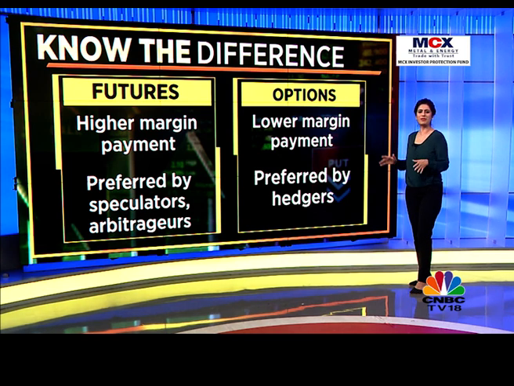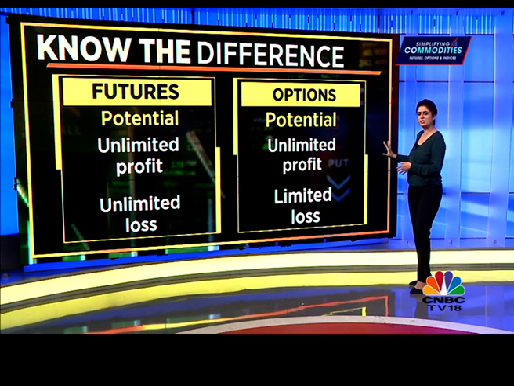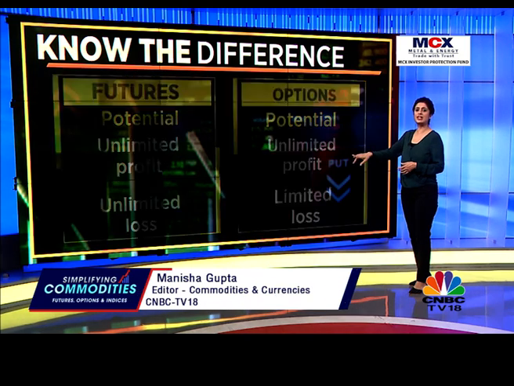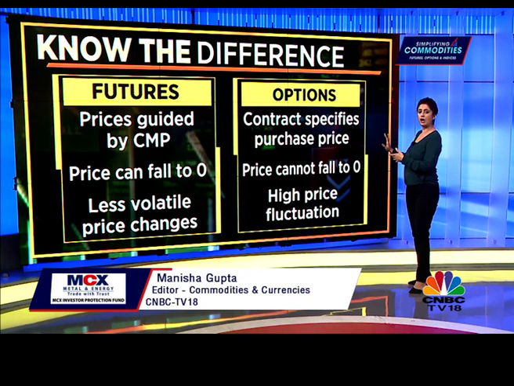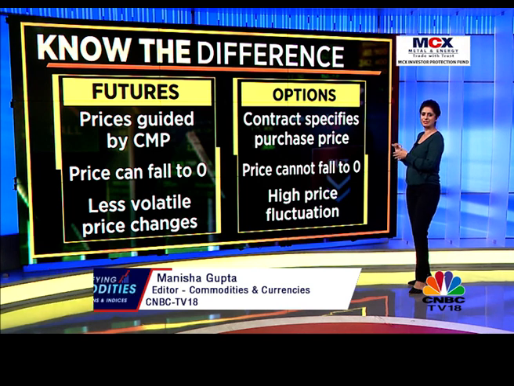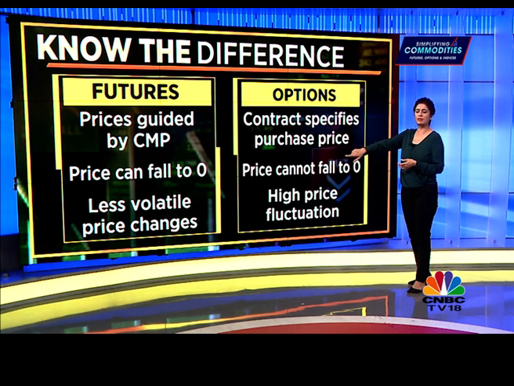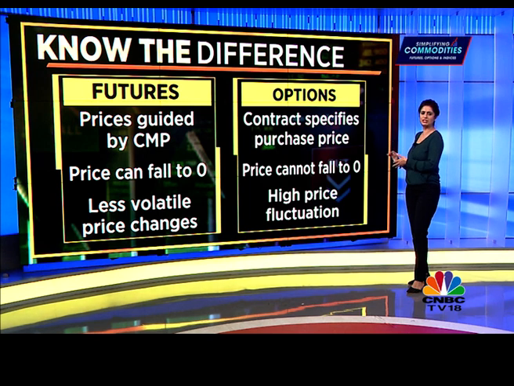There is unlimited profit and loss potential in futures, while in options it is unlimited profit while the loss potential is limited. In futures trade, the current market price is determined by the current market prices, but in options, the strike prices are specified in the contract itself. Here, the futures prices of commodities can fall to zero, but not in the case of options. Price movement in futures is less volatile, but the price fluctuation in options can be really sharp.